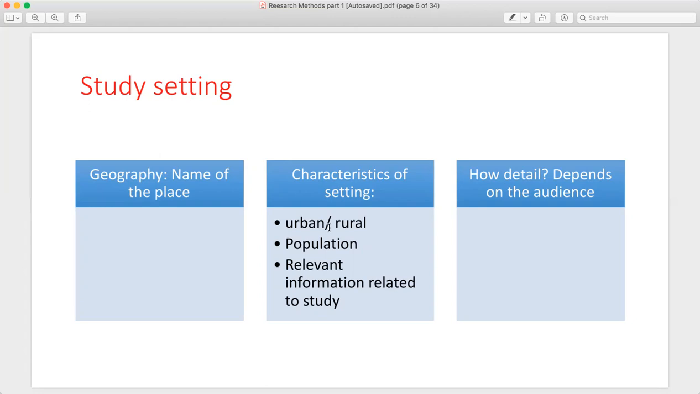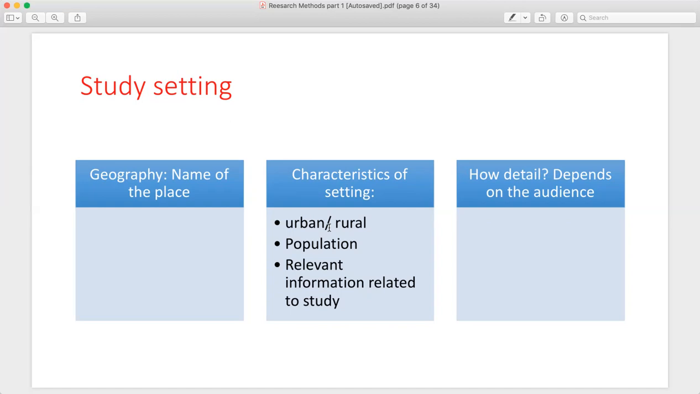So another question that I usually get is, how detailed should we go? And it totally depends on the audience. Most of the times when we are reporting to an international journal, we might be starting with, okay, the study was conducted in South Asia. There is a country called Nepal, and then give more detailed or specific information about the study setting.